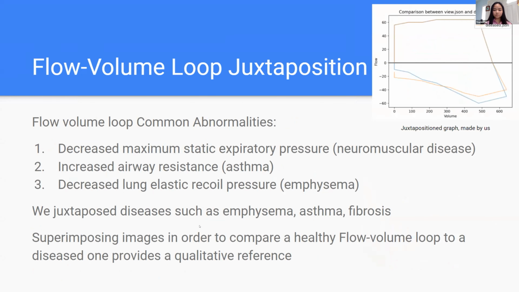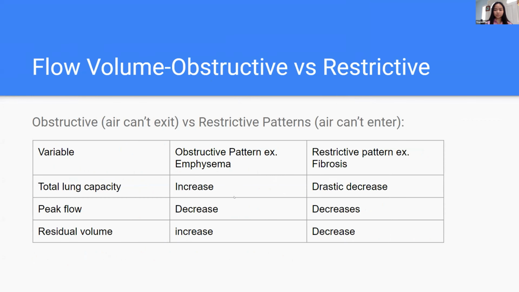Using these patterns, we can juxtapose diseases such as emphysema and asthma and superimpose the images on top of each other to compare a healthy flow volume loop to a diseased one to provide a qualitative reference and suggest both obstructive or restrictive patterns.